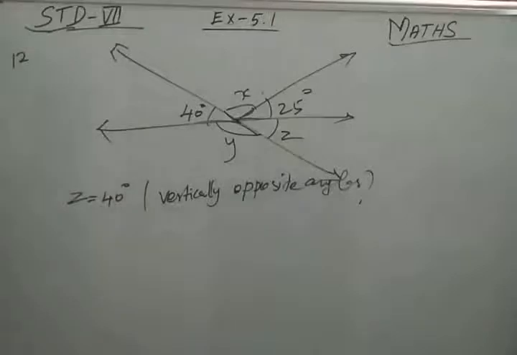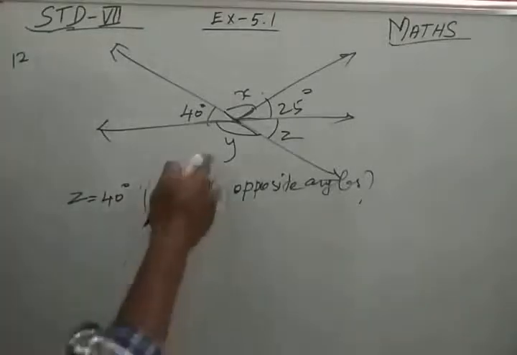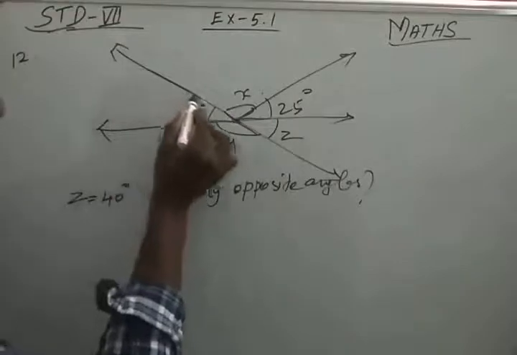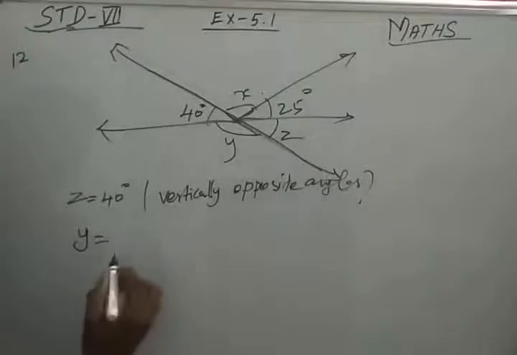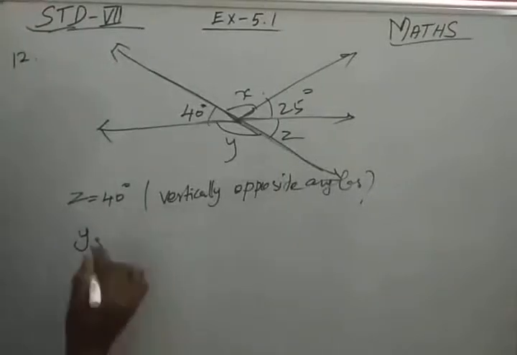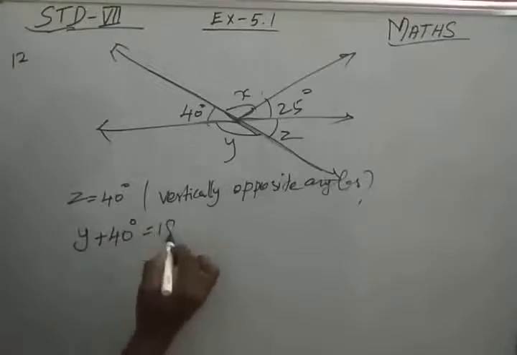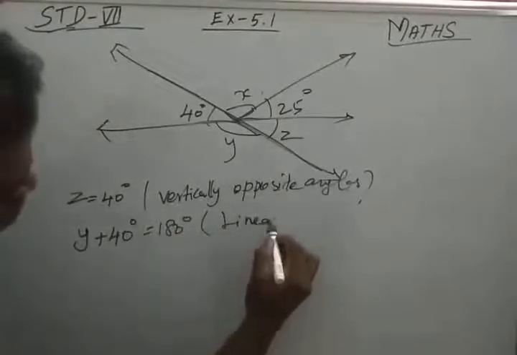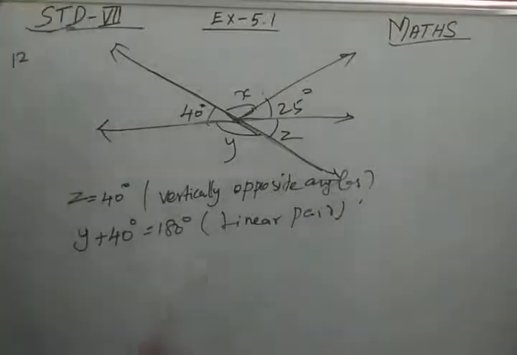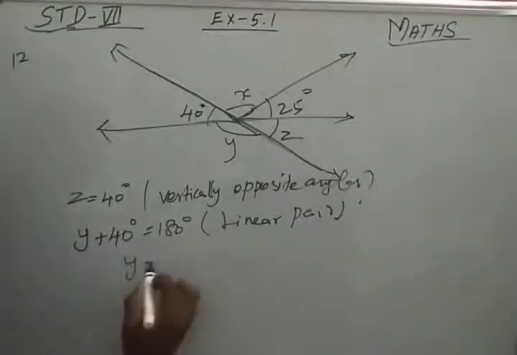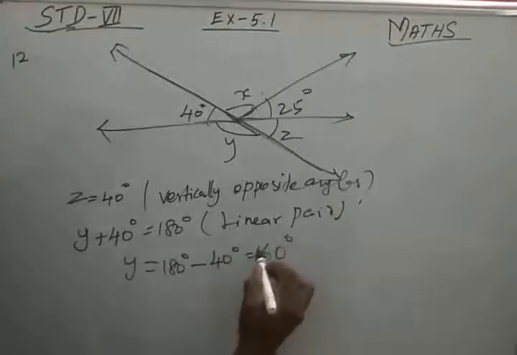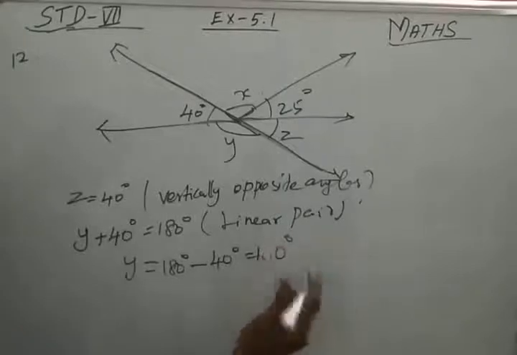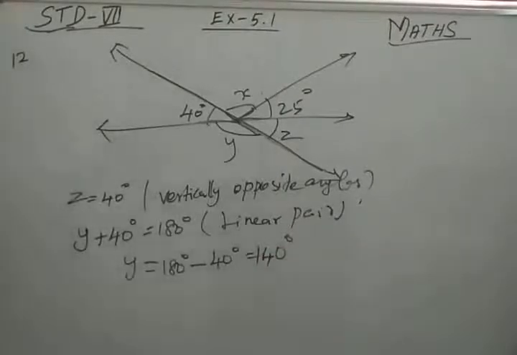Next, the value we can find out easily is y, because when we take y plus 40 degrees, we get a straight line. So angle y plus 40 degrees is equal to 180 degrees, because it is a linear pair or supplementary. So the y value is 180 degrees minus 40 degrees, which is 140 degrees. Next one they have asked over there.